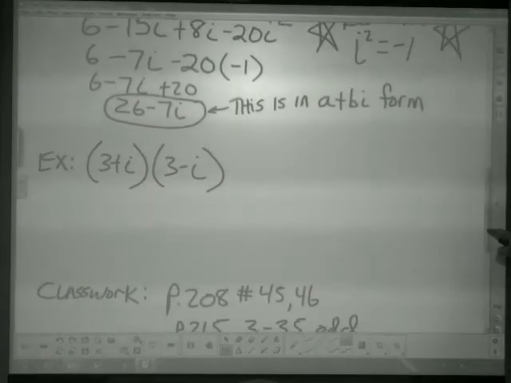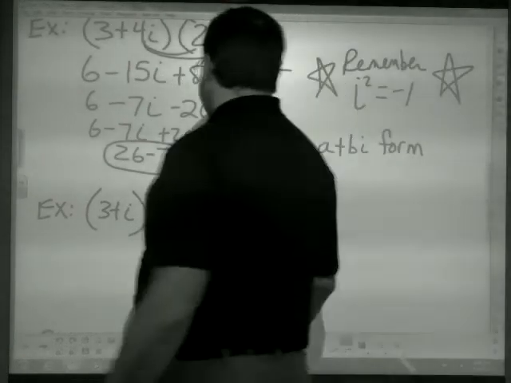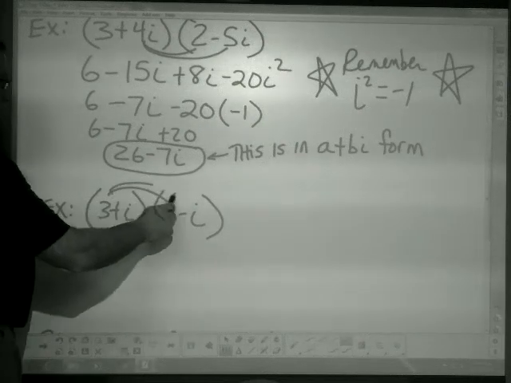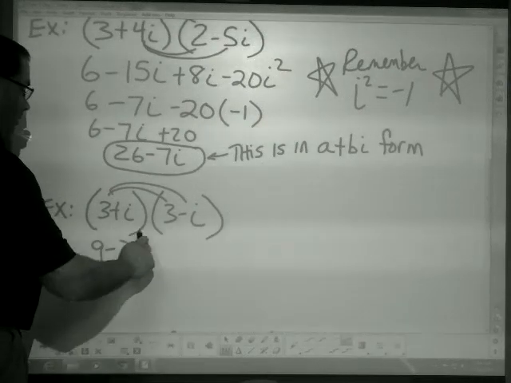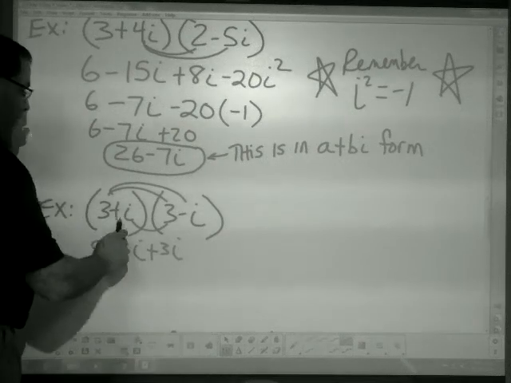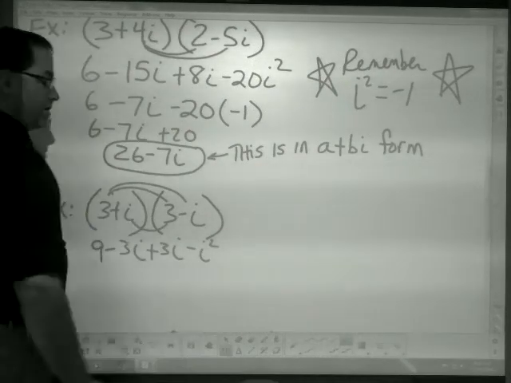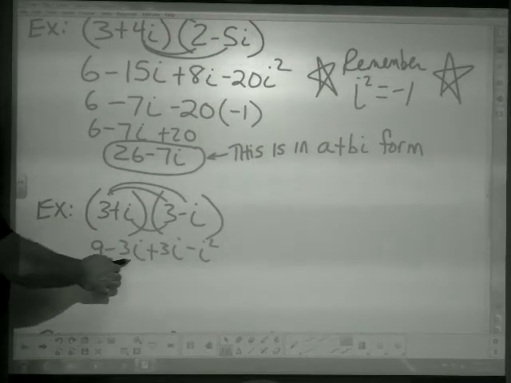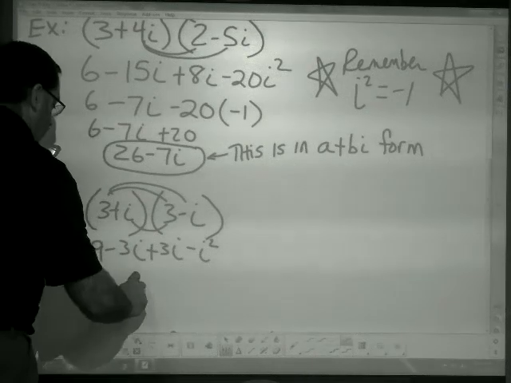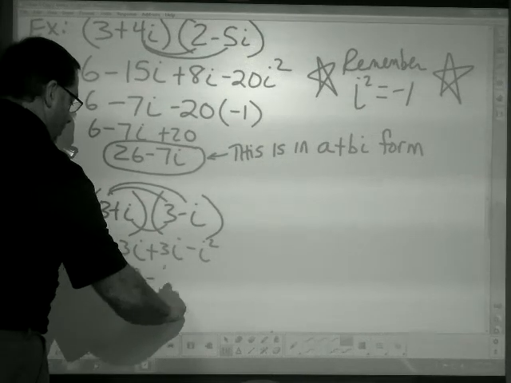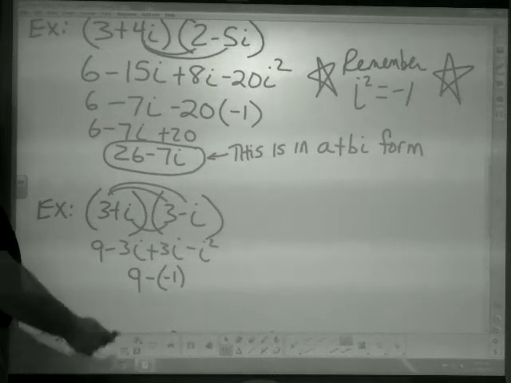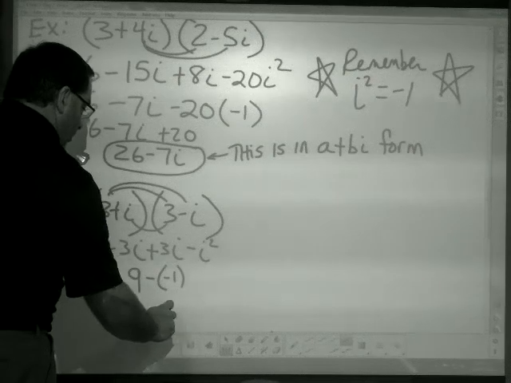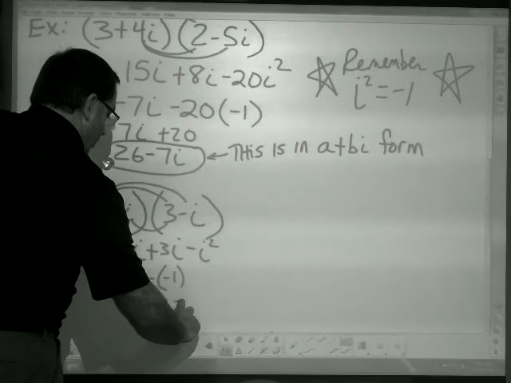So let's put this one into a plus bi form as well. So 3 times 3 is 9, minus 3i, plus 3i, minus i squared. Can you see what's going to happen here? The positive 3i and the minus 3i are going to cancel each other out. I'm left with 9 minus a negative 1. Well, minus a negative, same thing as plus 1. So 9 plus 1, that's just 10.